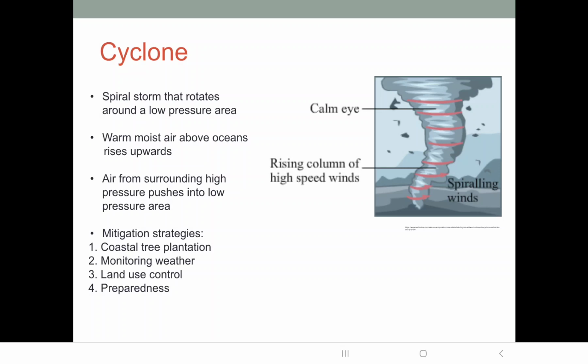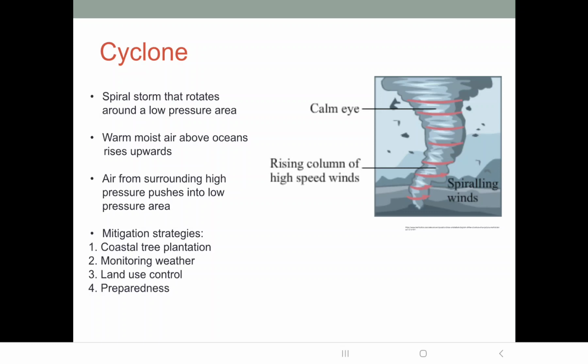So can you see this calm eye? Okay, that is the central low pressure area, which has comparatively less wind speed. But if you compare the outskirts to that calm eye, there will be high speed winds continuously moving into the low pressure. Okay, so air from the surrounding high pressure pushes into this calm low pressure.